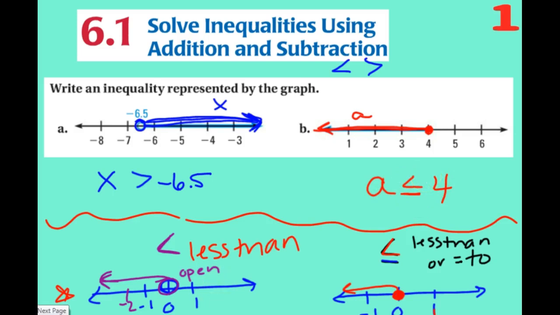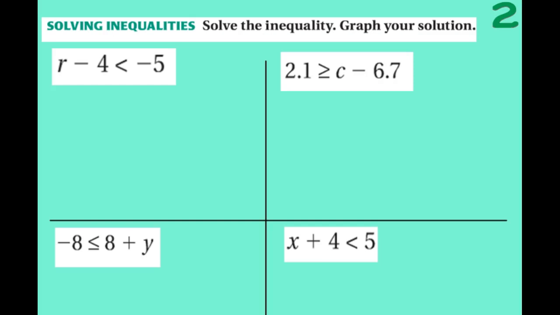So let's take a look now at a couple of problems we have to solve and then graph it ourselves. We're going to solve these like regular equations. Draw your line down. And we want R all by itself. The opposite of subtracting 4 would be adding 4, just like we did when we solved equations. So we have R is less than, and we have -5 plus 4. That gives us a -1.